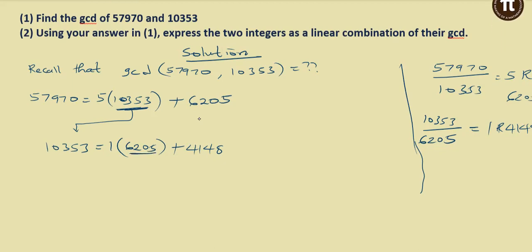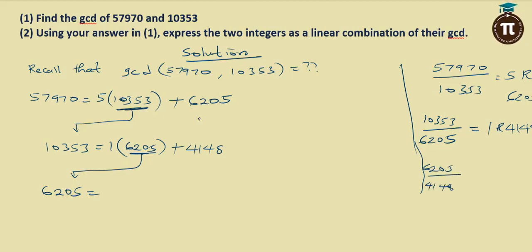Again, what is in this bracket? You will bring it here. 6205 is equal to, again you will come to your rough sheet, 6205 divided by 4148. Obviously it can only go once, and the remainder will be 2057. This means that I have 1 multiplied by 4148 plus 2057.